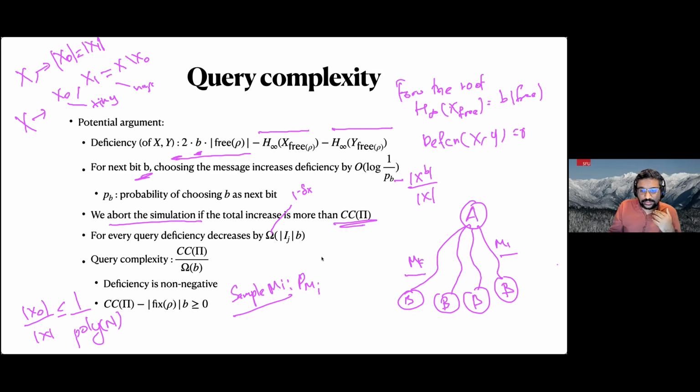So then this gives you that the query complexity is communication divided by Ω(p), because deficiency is non-negative, and the number of queries we do at a particular node is fixed, even at the leaf node. So the deficiency, which is the communication complexity of Π minus the number of queries times p, ignoring constants, is at least 0. So this tells you that the number of queries is CC(Π) divided by some Ω(p). So this shows us that our simulation is efficient.